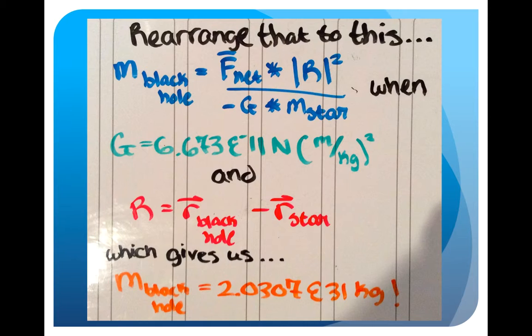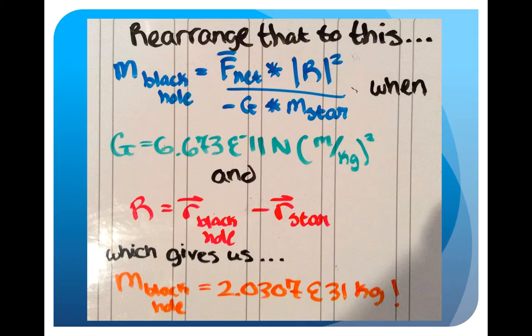The position of the star used was the first one shown in our star position spreadsheet. Upon plugging in the values shown, we get that the mass of the black hole was equal to 2.0307 e to the 31st kilograms.